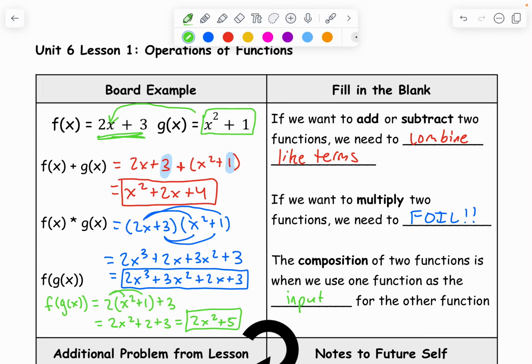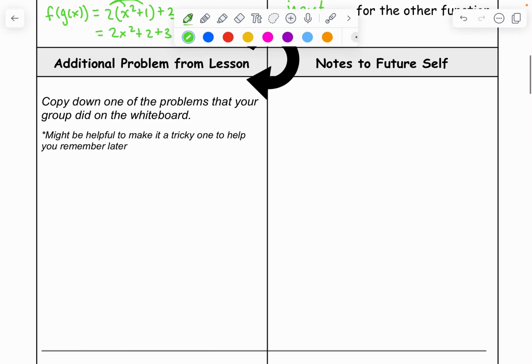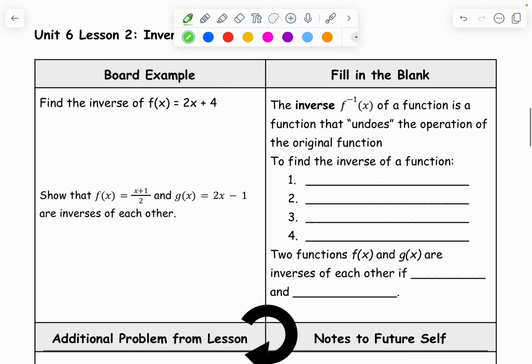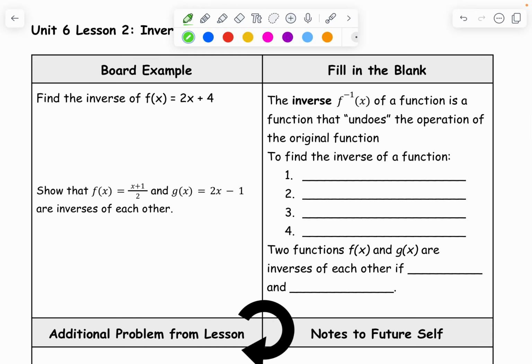Okay, so now we are going to move on to the second lesson of the unit, or second skill, which is finding inverses. To find inverses, the thing that you have to be careful of is your algebra skills, right? If you know how to solve equations, you basically know how to find inverses of functions. So what are we going to do here? In order to find the inverse of a function, we follow these 4 steps. The inverse of a function is a function that undoes the original function. If you want to find a function's inverse, you follow these steps.